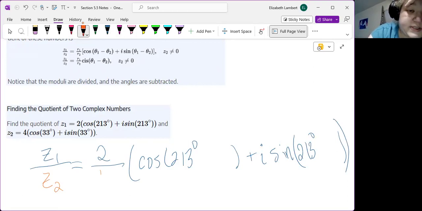All right, Z2 was a 4. And when they say find the quotient, they're giving you the first thing over the second thing. So that's why we know it's Z1 over Z2. They really should have been a little more clear about that, but then we're just subtracting 33 degrees on both of those.